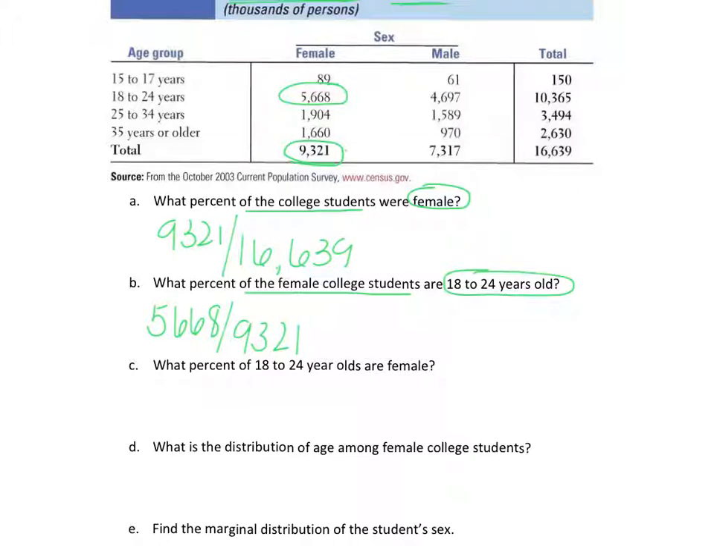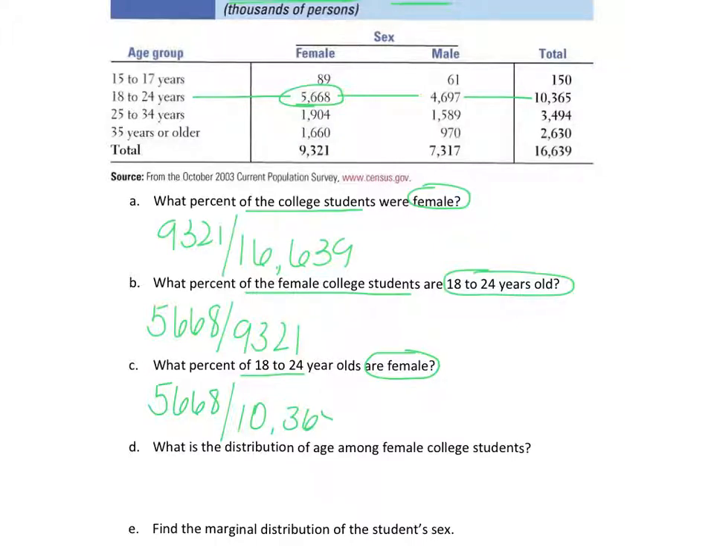The next question says, what % of 18 to 24-year-olds are female? Now I'm looking at this the other way around. The group that I'm conditioning on, or the group that I'm focused on here, is the 18 to 24-year-olds. That's this whole group right here. And I want to know from that group what % are female. So I'm focused on the 5,668 out of the 18 to 24-year-olds, which is 10,365.